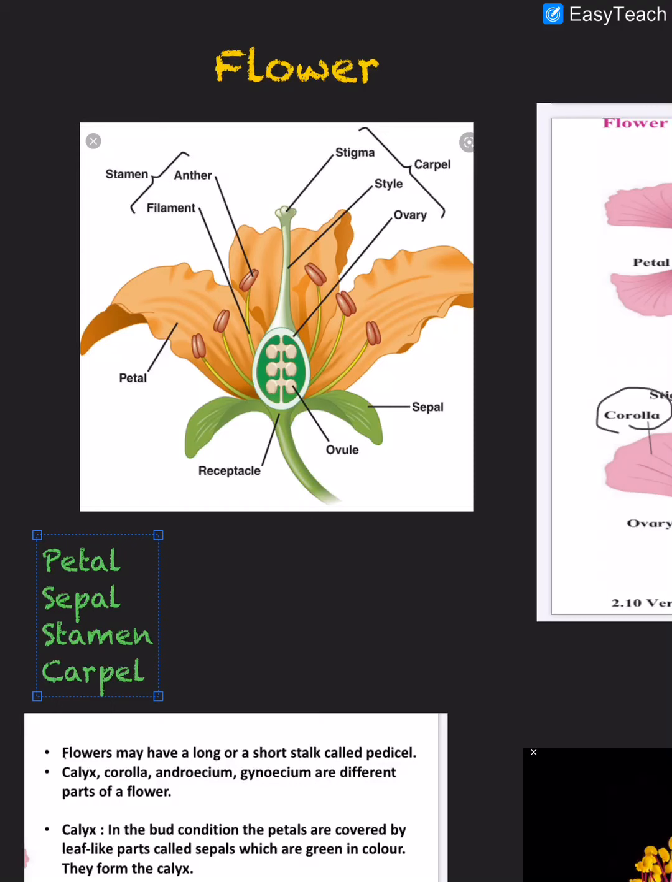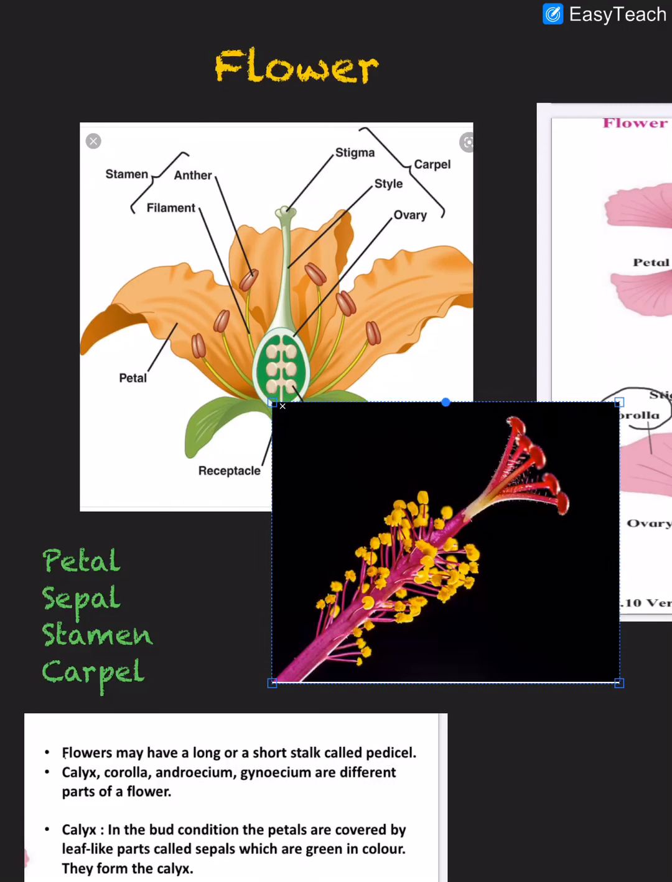So what are the basic parts of a flower? The basic parts of a flower are petal, sepal, stamen and carpel. All of you know the petals. The colorful, attractive part of a flower is the petals. You can see the petal like this. And what is the sepal? The green covering. When the flower is in bud form, you can see green coverings, which are called the sepals of a flower. And the stamen, you can see the stamen in this picture.